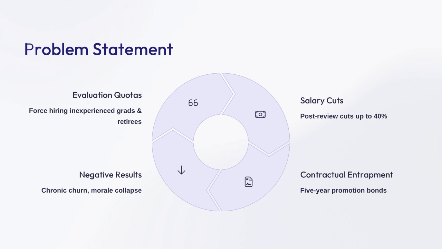trapping mid-career academics. Faculty describe this as contractual entrapment. Morale collapses, exit interview themes include broken trust and career stagnation, and HR is forced back into emergency recruitment, restarting the vicious cycle. Any viable intervention must therefore tackle both compliance pressures and punitive HR policies head on.